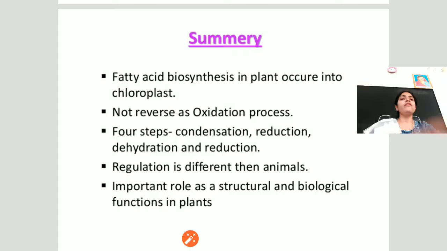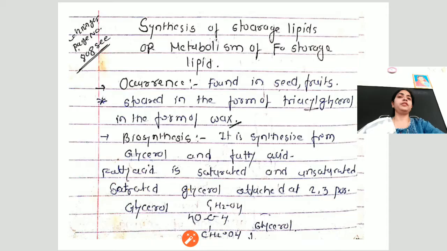This is a summary of fatty acid biosynthesis. It is not a reverse process; it is a 4-step process: condensation, reduction, dehydration, and again reduction. It is regulated differently in different animals. It has an important role in structural and biological functions in plants.